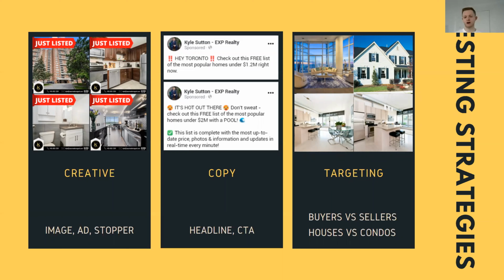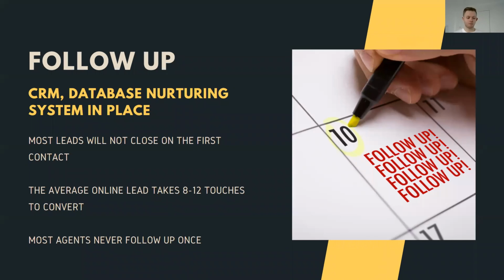Now, the last thing I wanted to mention here before we wrap up is the follow-up. Now, this is one of the biggest reasons why realtors never convert any of their online leads, is they don't have a proper follow-up system in place. Ideally, you have some sort of CRM database nurturing system in place to actually help you follow up with your leads. For example, like I said here at EXP, we have KV Core. Now, KV Core has a system in place where once a lead comes in, it automatically assigns it to a campaign where they're constantly contacted with all of your different content over time to keep you top of mind.